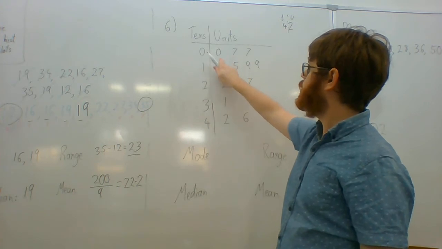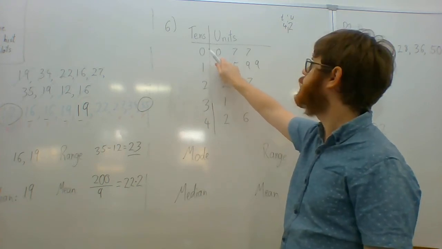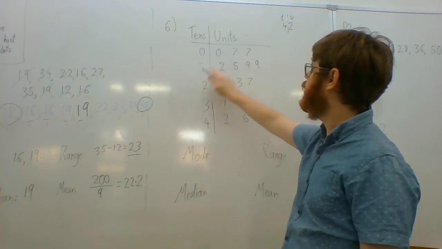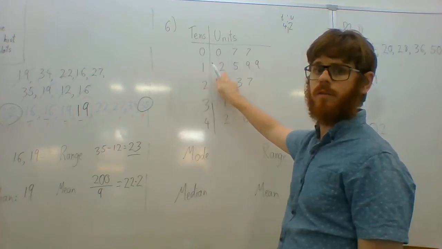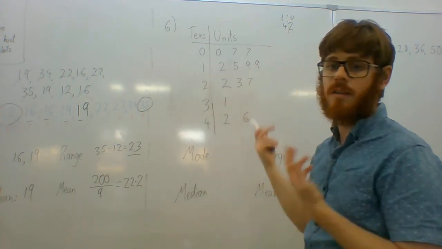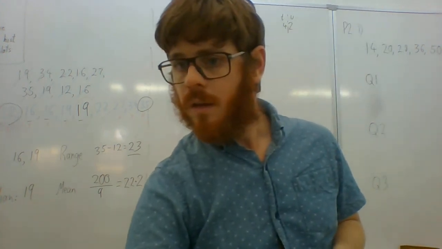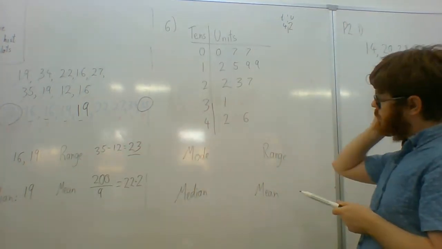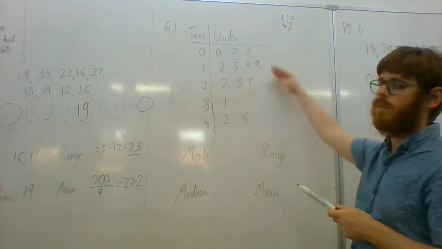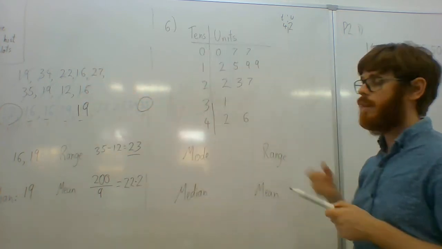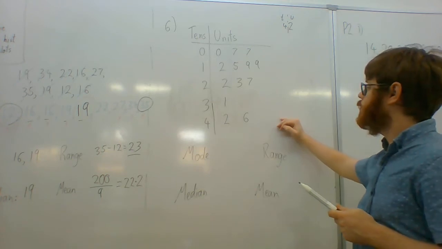So 0, 0 just means 0. 0, 7 means 7. 1, 2 means 12, because there's a 1 in the tens column. 1, 5 is 15, etc. Okay, so we could rewrite this as a data set like this. That's better. This is actually a better way of getting it.